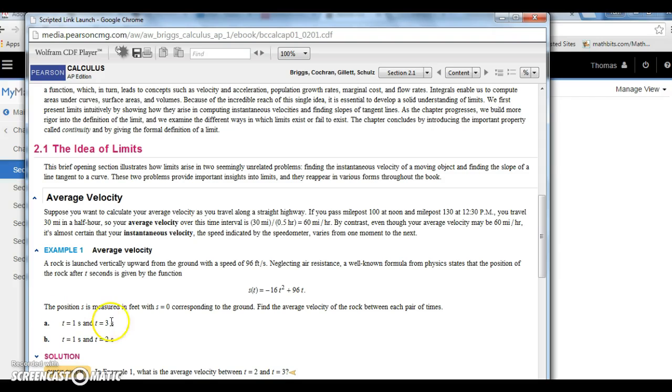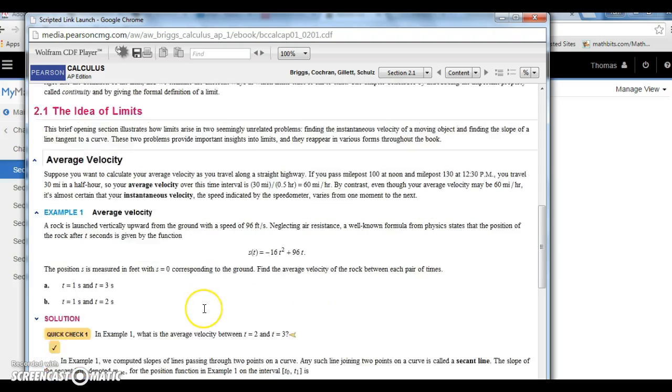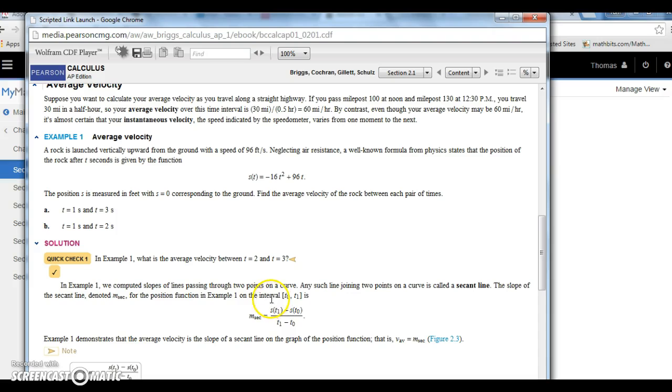Here's an example using the gravity function for position. A rock is launched vertically from the ground with a speed of 96 feet per second. Neglecting air resistance, a well-known formula from physics states the position of the rock after t seconds is given by this function. This should be familiar. The gravity, negative 16 feet per second squared, times t squared, plus the initial velocity, which is 96 feet per second, times time, plus 0, which is your initial height. Okay? So here is how we'd compute this.